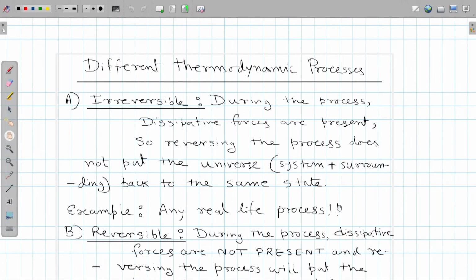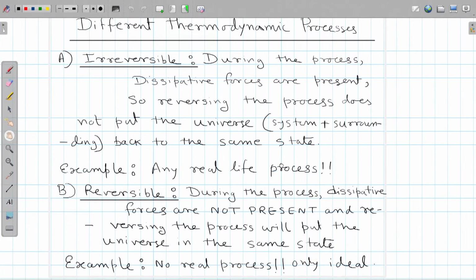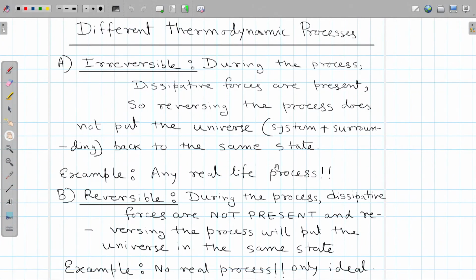So there are three major types of processes we will be discussing. The first one is the irreversible process, the second one is the reversible process, and there is a third type that we call the quasistatic process. But the quasistatic process cannot be categorized like we have already categorized reversible and irreversible processes here. It's more of a conceptual categorization. So we'll come back to that.